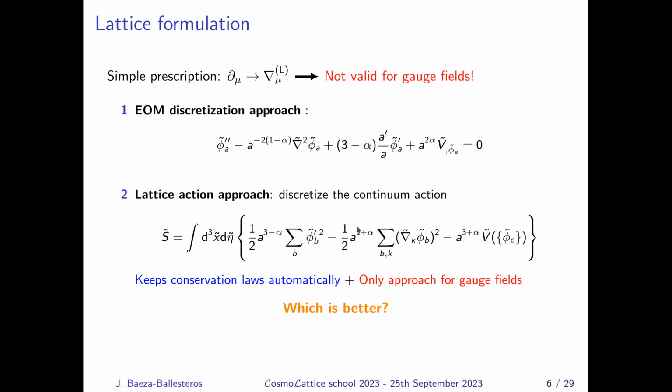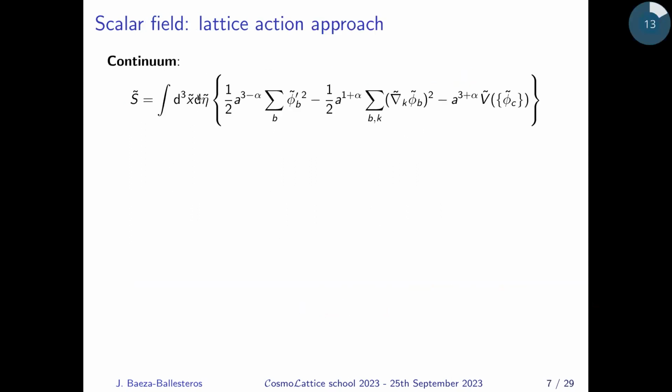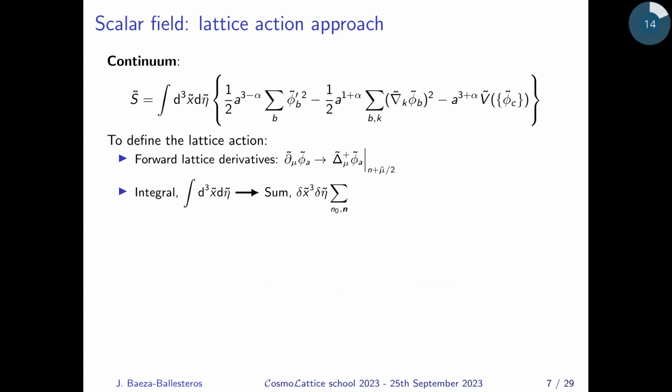I'm just going to work with the second one for now, but later on I will go back and consider again the first approach. So let's consider this second approach in which we discretize the action. Let's consider the action that we have derived before and try to put it into a lattice. How do we do this?